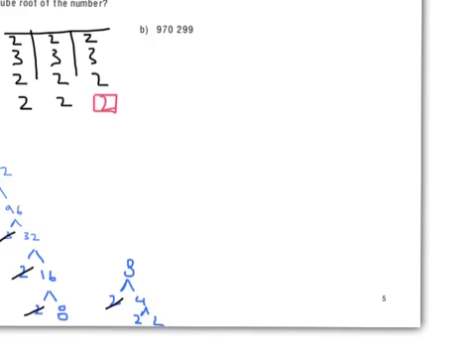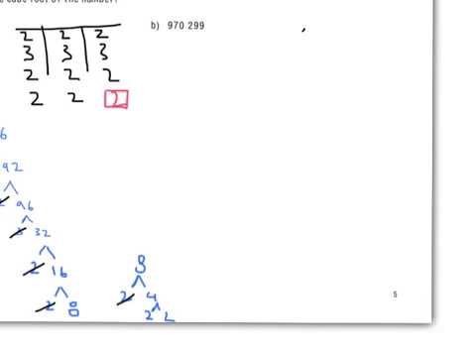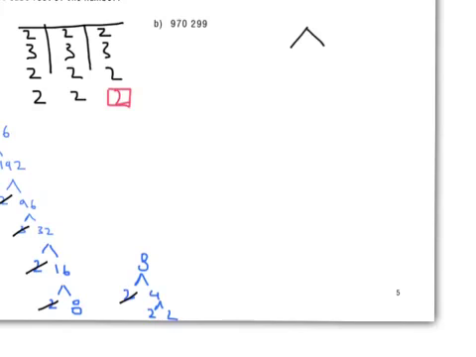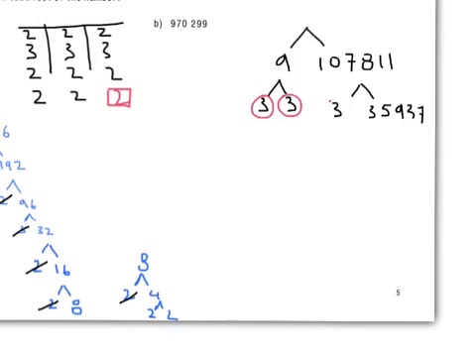970,299. Okay, I'm gonna start by doing the prime factorization for it. So where do I begin here? So let me try 9, and 9, my calculator, 9 times 107,811. Alright, and that is going to factor into 3 and 35,937. I have a feeling I'm going to run out of room again. But let me do this 9 over here into a 3 and a 3, and there's my first triplet I see right there.